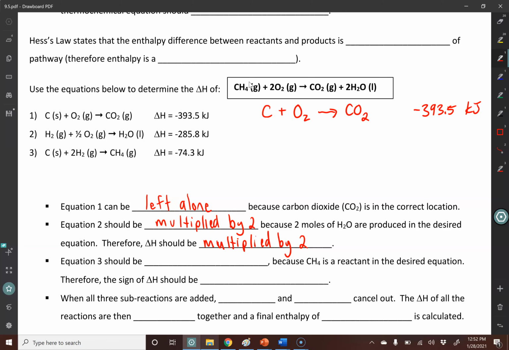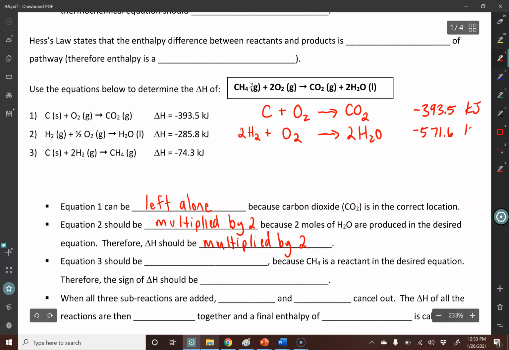So I've got, and you really want to line up your reaction arrows. That's ultimately going to make your life a lot easier. I've got 2H2 plus 1/2 times 2 is just O2, yields 2H2O. My sign of delta H stays the same, but I need to multiply it by 2. So I've got negative 285.8 times 2. That's going to give me negative 571.6 kilojoules.